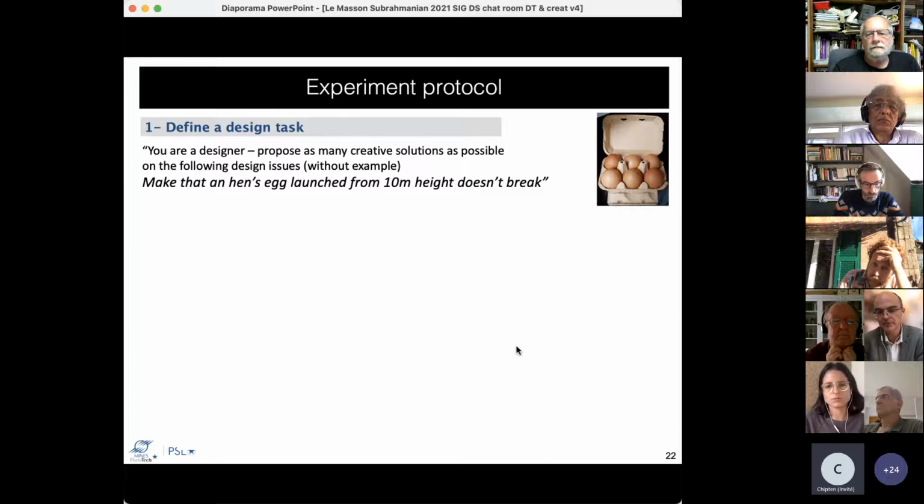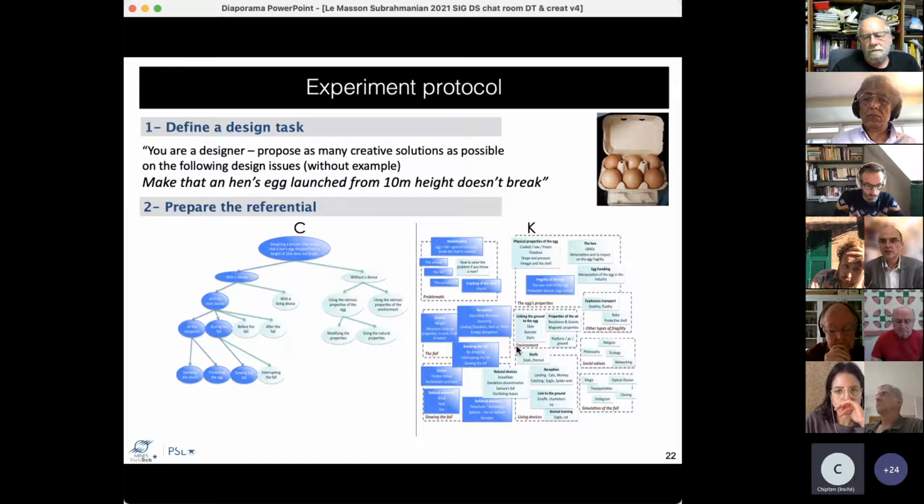Then the experimenter prepares. Sorry. I propose that we finish the presentation and then we raise questions, all the more so that I can't see whether there are questions in the chat, which makes an imbalance here.